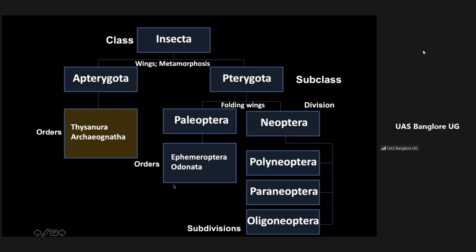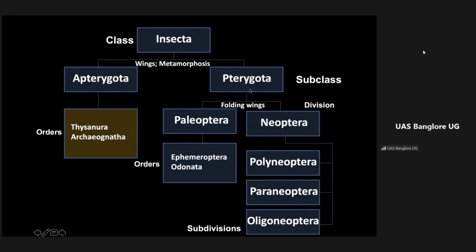finally we have Oligoneoptera. So this is how the classification, or the grouping, of the insect orders goes on. Apterygota, Pterygota. In Apterygota, we have Thysanura and Archaeognatha; these are the insect orders. Thysanura is nothing but your silverfish.